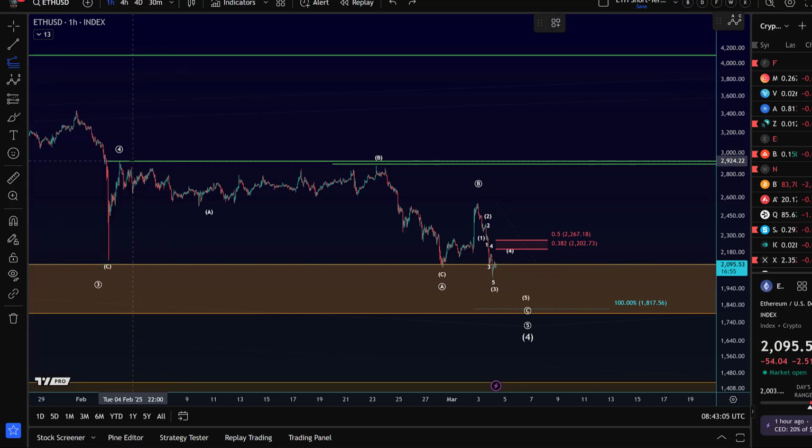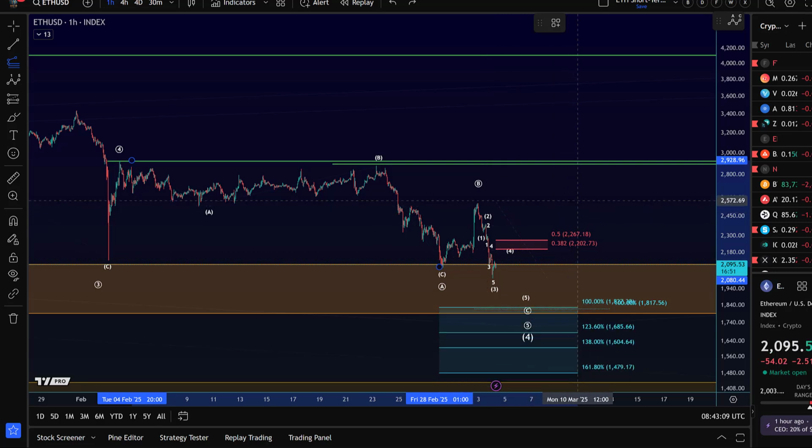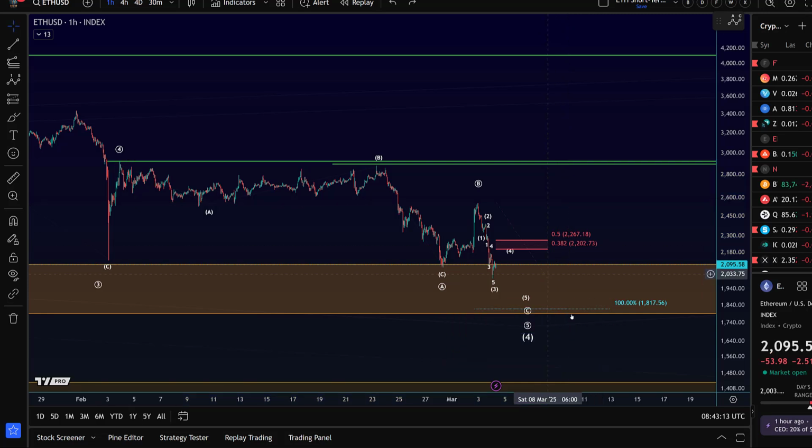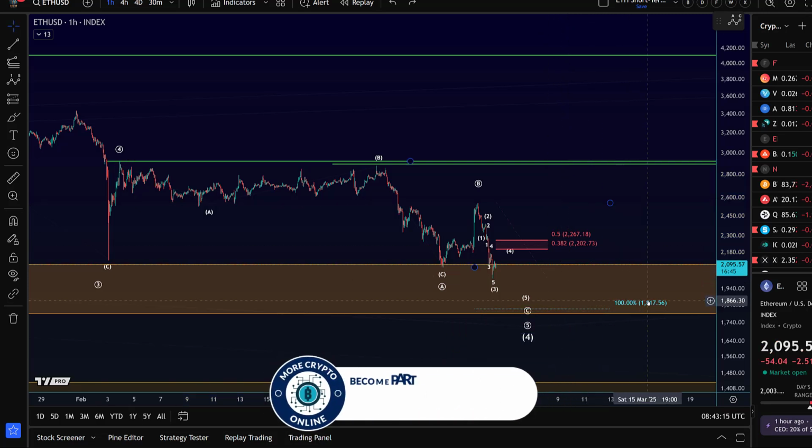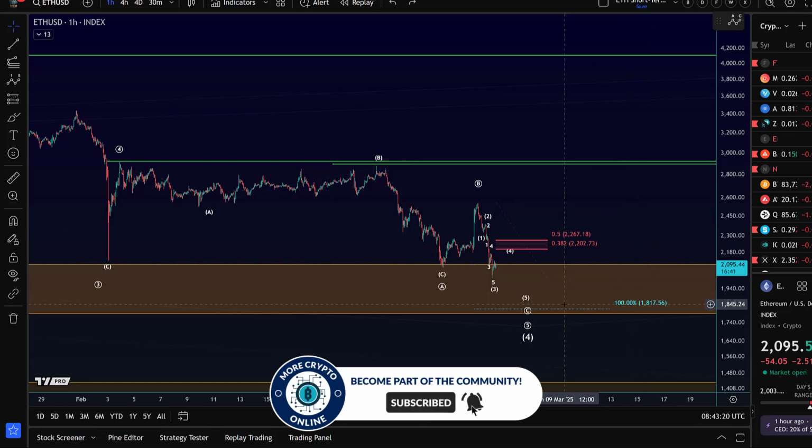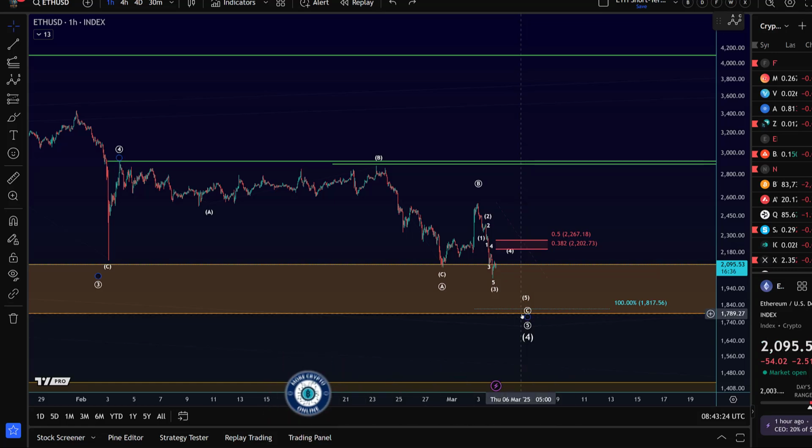So we'll take the entire length of the A wave, we go to the high of the B wave, and then it takes us here to round about $1,820. That doesn't mean the price has to get there. It also doesn't mean the price has to turn around there. We're dealing with a still unfolding correction, but it is the next key support level to watch, and we just have to monitor how the price reacts to that level when we actually get there.